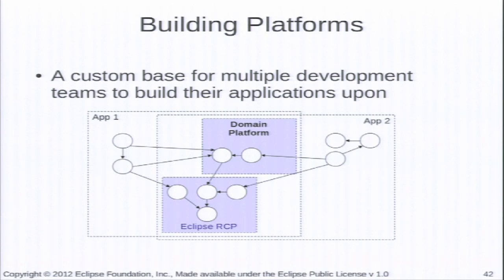We see things like even the Eclipse Rihanna project does this sort of thing. The Eclipse Scout project does this. And there are other organizations doing similar things. You see this within large banks. They have their own little frameworks, the platform that they build on top of the RCP.